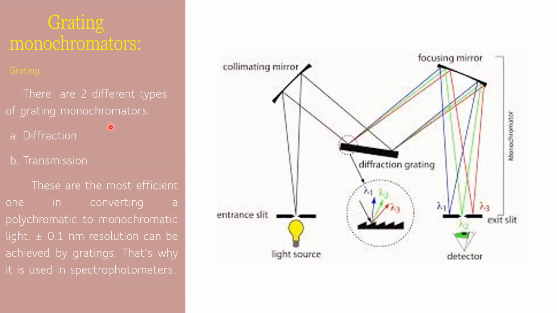By using these grating type monochromators, the conversion of polychromatic light to monochromatic light is more efficient, because the band pass is only 0.1 nanometers. So we can get accurate results by using these grating monochromators. That's why they are used in spectrophotometers, the most sophisticated instruments.